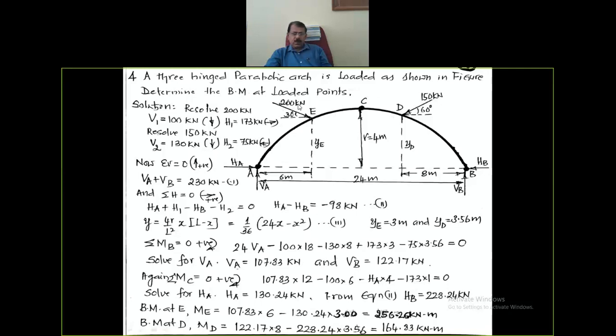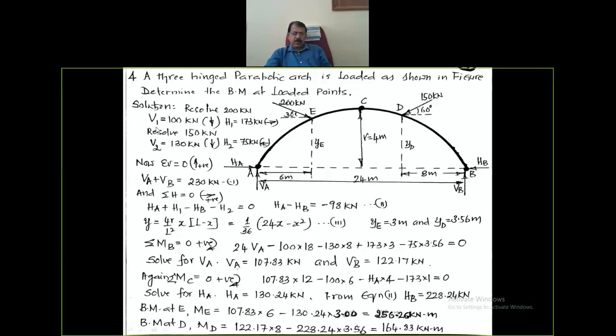First, resolve 200 kilonewton. Calculate the vertical and horizontal components of this 200 kilonewton. Call the vertical component V1 and the horizontal component H1. Resolve this force by using the concept of resolution. Resolution is the process of splitting the given inclined force into two parts in two mutually perpendicular directions. By using that concept, calculate V1 and H1. Similarly, resolve 150 kilonewton and calculate the values of V2 and H2.